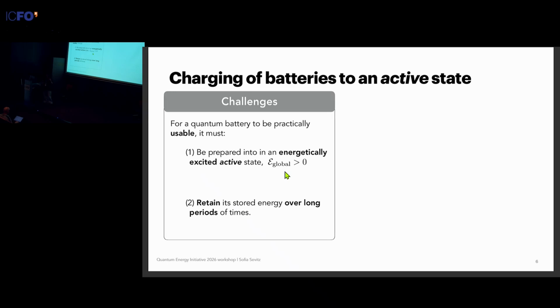If it's 0, you're not doing anything. And two, which is, from my perspective, more important, it has to retain the stored energy over long periods of time. Because if I apply this protocol, I charge it, and then I lose everything via dissipation, that's it.